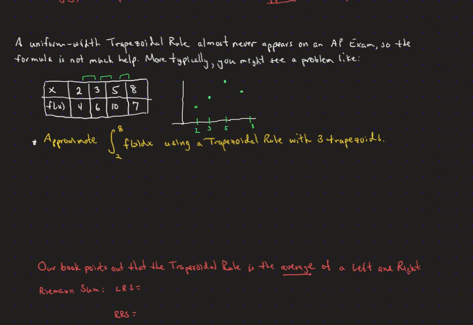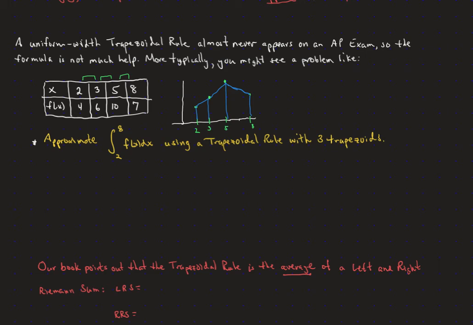Now, what we see is that our trapezoids are going to look something like this. Let me see if I can fix that, so at least our height is above our x value. So it's going to look something like that. So that's just to help imagine what our formula is going to look like.